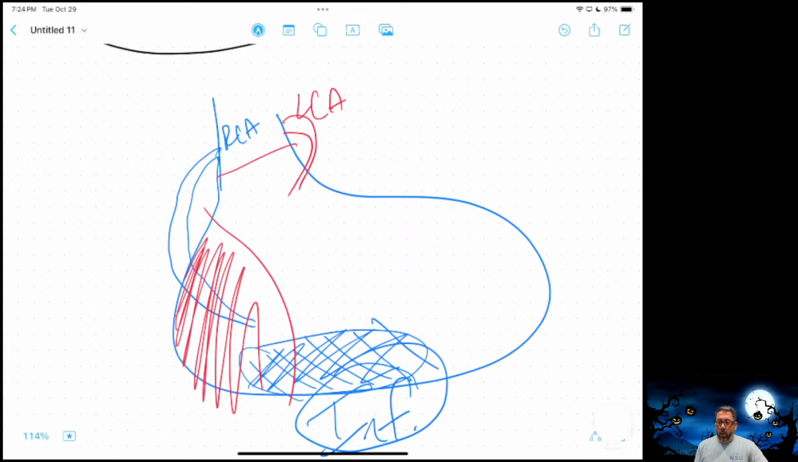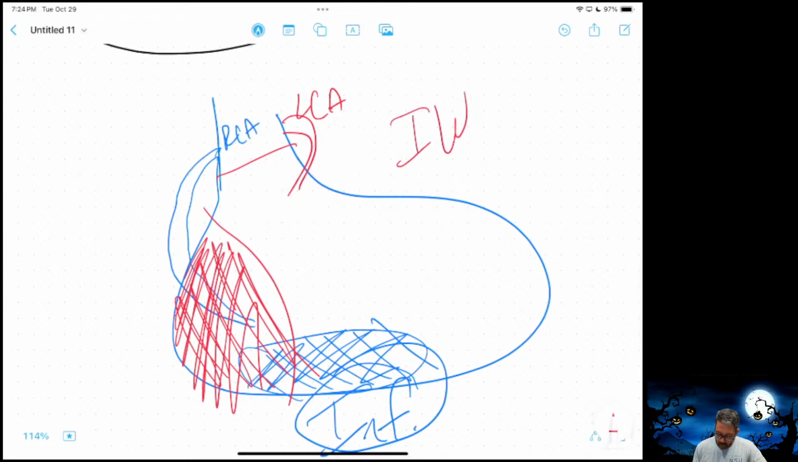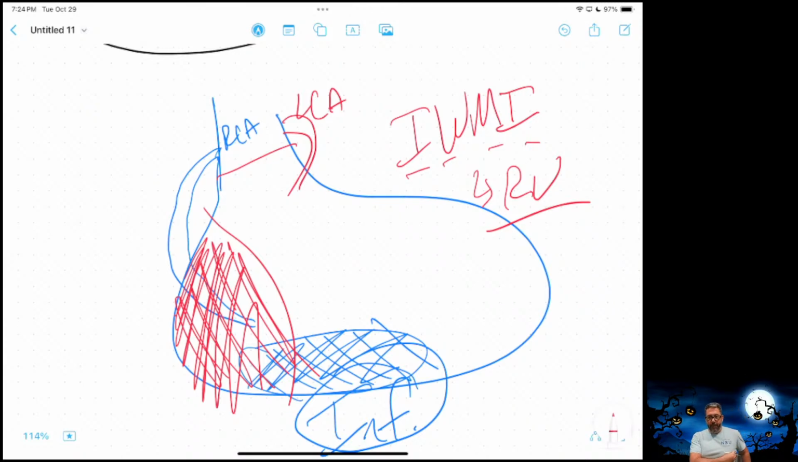So the right coronary artery also feeds the right ventricle. So if you have an inferior wall MI, inferior wall myocardial infarction, you also have to worry about the right ventricle having an infarct. And the way that you do that, you take V4 off and you put it in the same V4 spot, but on the right side of the chest.